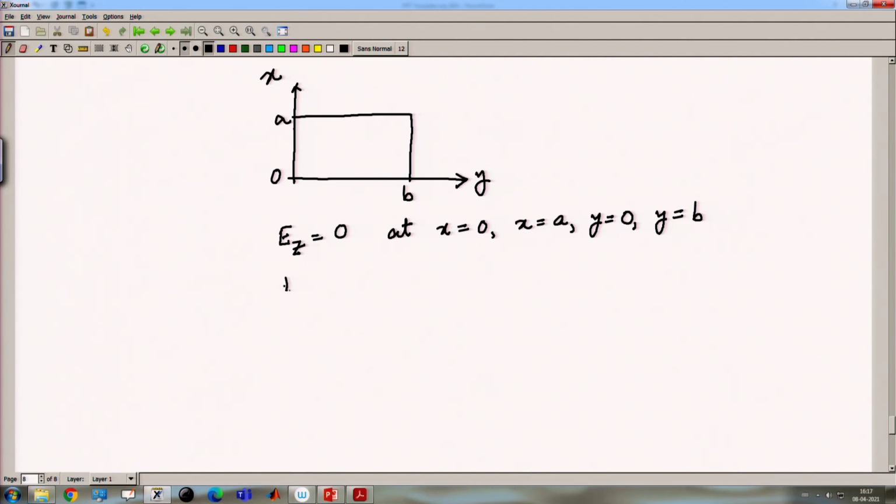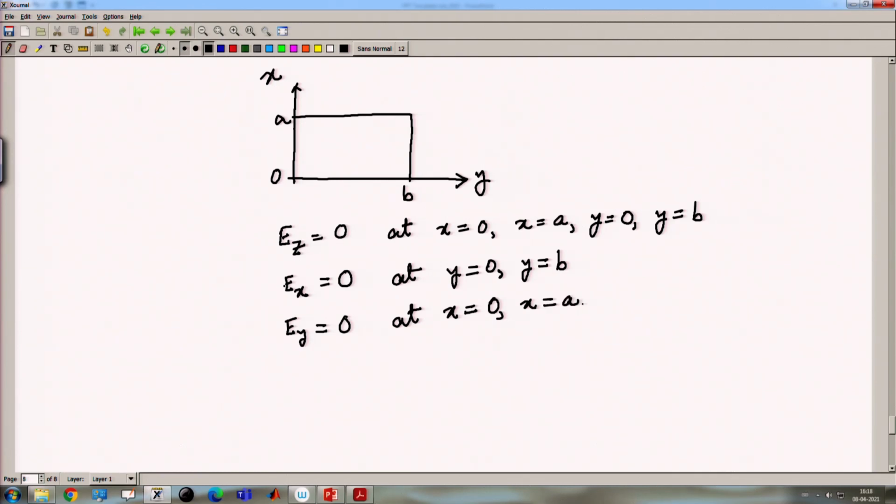Similarly, E x must be 0 at y equal to 0 and y equal to b, and E y must be 0 at x equal to 0 and x equal to a.